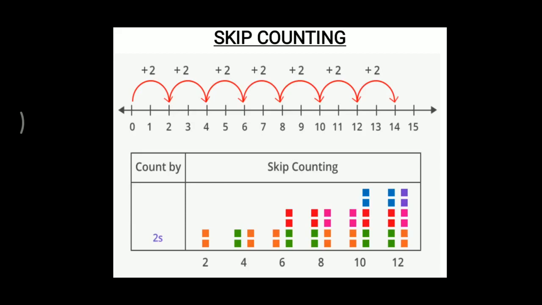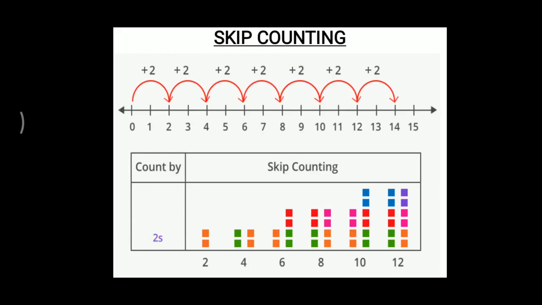When we generally count, we count the numbers one after another, like 1, 2, 3, 4, and so on. But when we skip count, we need to skip some numbers in between. Let's start skip counting by twos.